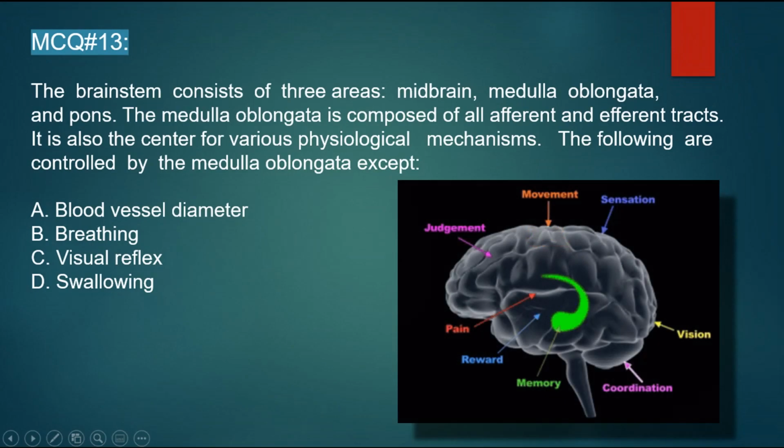The brainstem consists of 3 areas: midbrain, medulla oblongata, and pons. The medulla oblongata is composed of all the afferent and efferent tracts. It is also called the center for various physiological mechanisms. The following are controlled by the medulla oblongata except: option A, blood vessel diameter, option B, breathing, option C, visual reflex, and option D, swallowing. And the correct answer is visual reflex.